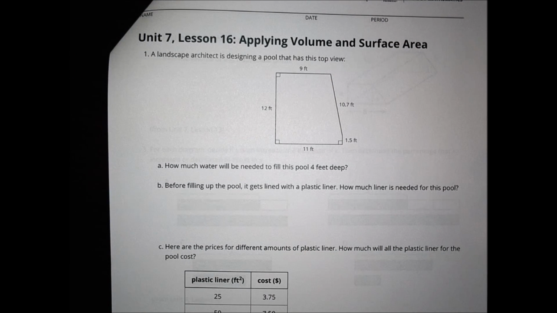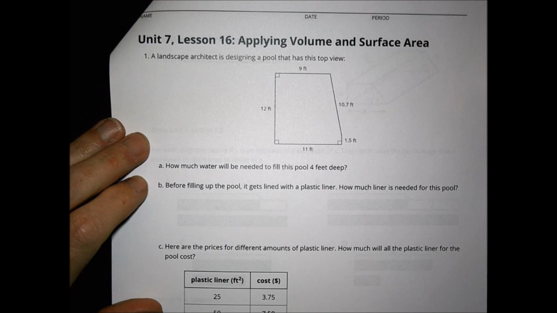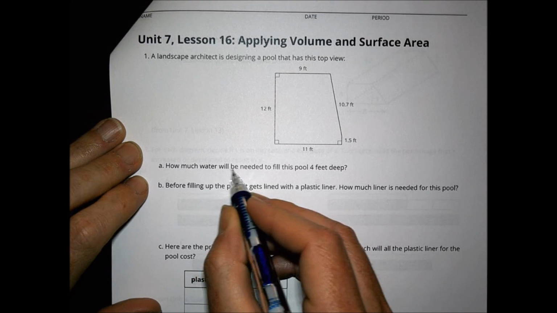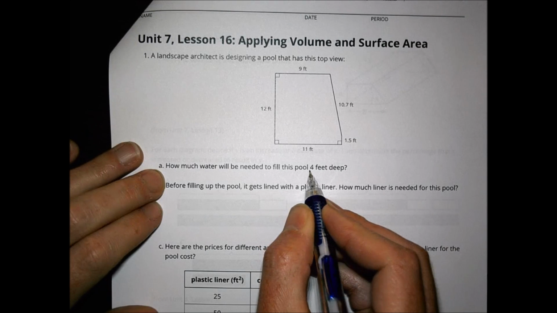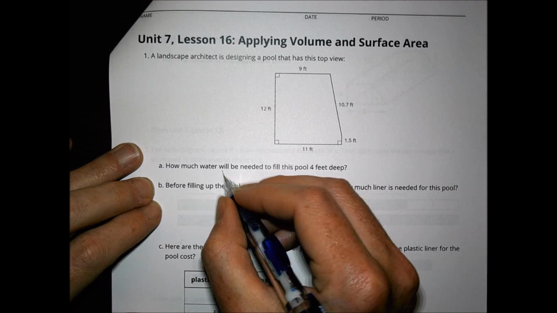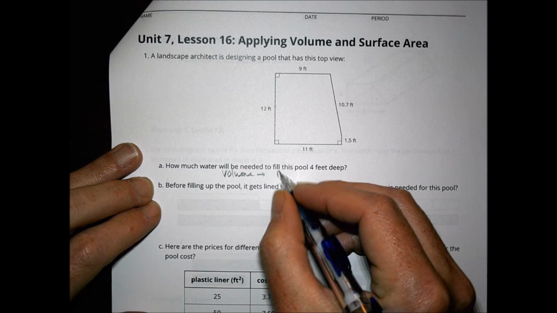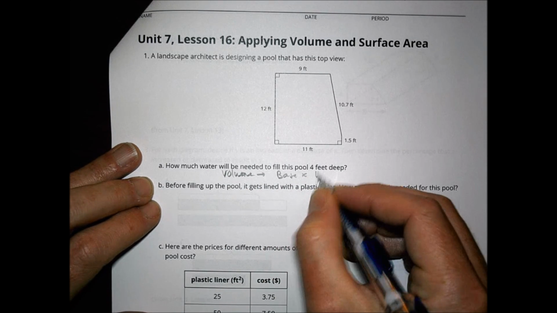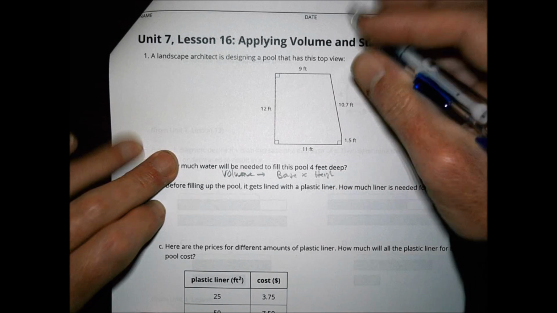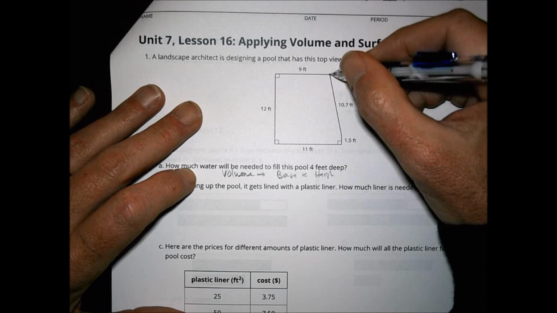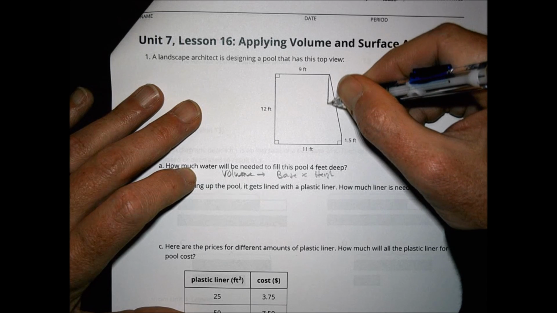All right, homework time. A landscape architect is designing a pool that has this top view. How much water will be needed to fill this pool 4 feet deep? So we're talking about volume again. So we're going to want to find the base times the height. So the base area, it's a little bit of a funny shape. So let's fix the shape a little bit by decomposing it.